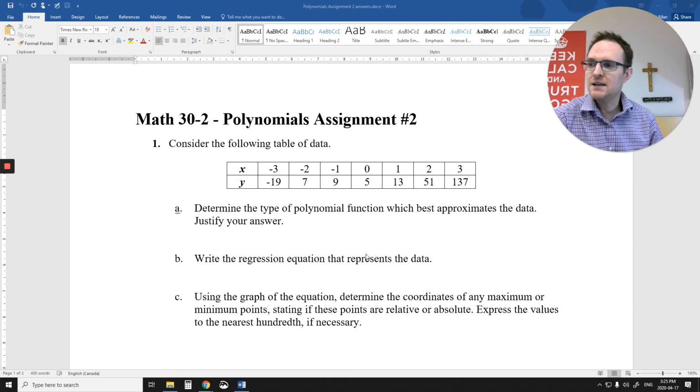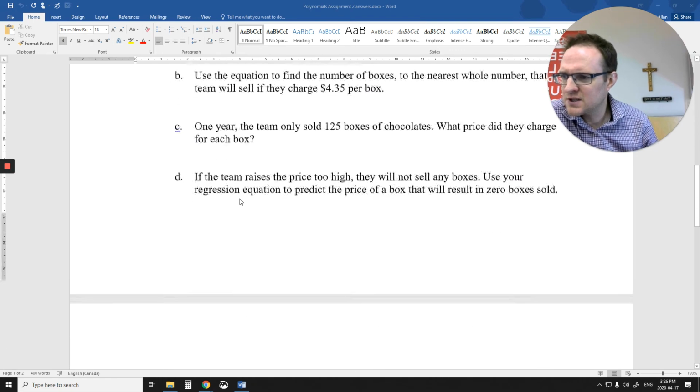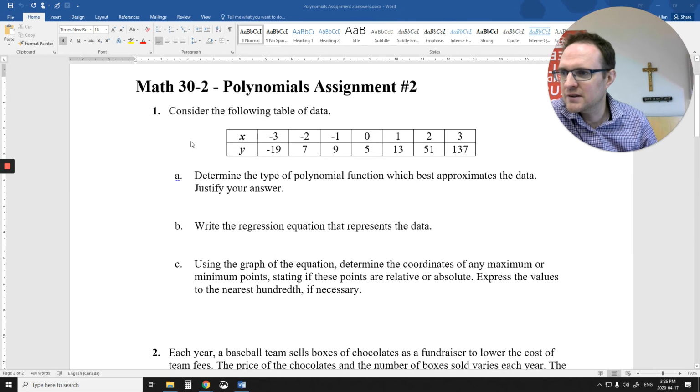We're going to do the second polynomial assignment. I think it's assignment number 4 in total here. This one's all about regression, or analyzing a graph that they've given you already. So let's look at this and determine, based on the data they have here, which is the best type of polynomial regression that we can use.